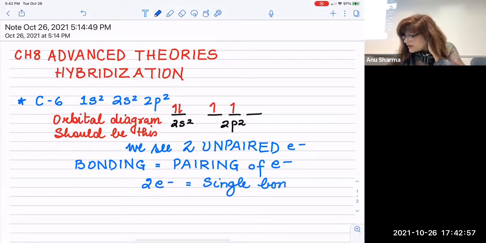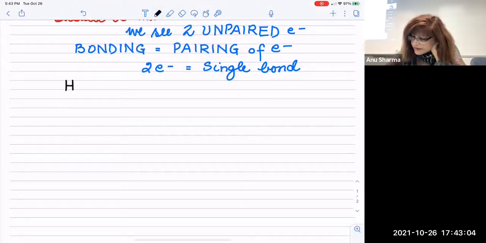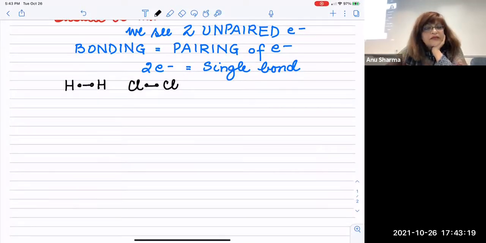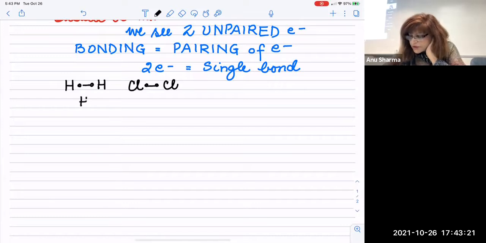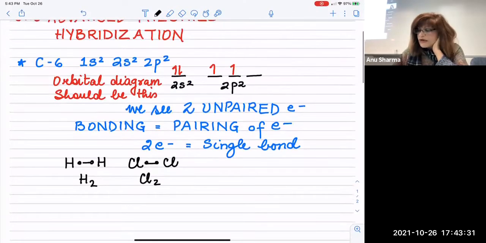Right? So here you have an example of hydrogen, one hydrogen, another hydrogen forming a single bond, right? You have one chlorine, another chlorine forming a single bond, right? So this molecule exists, this molecule exists. It is just basically overlap of the two orbitals which contain one electron.